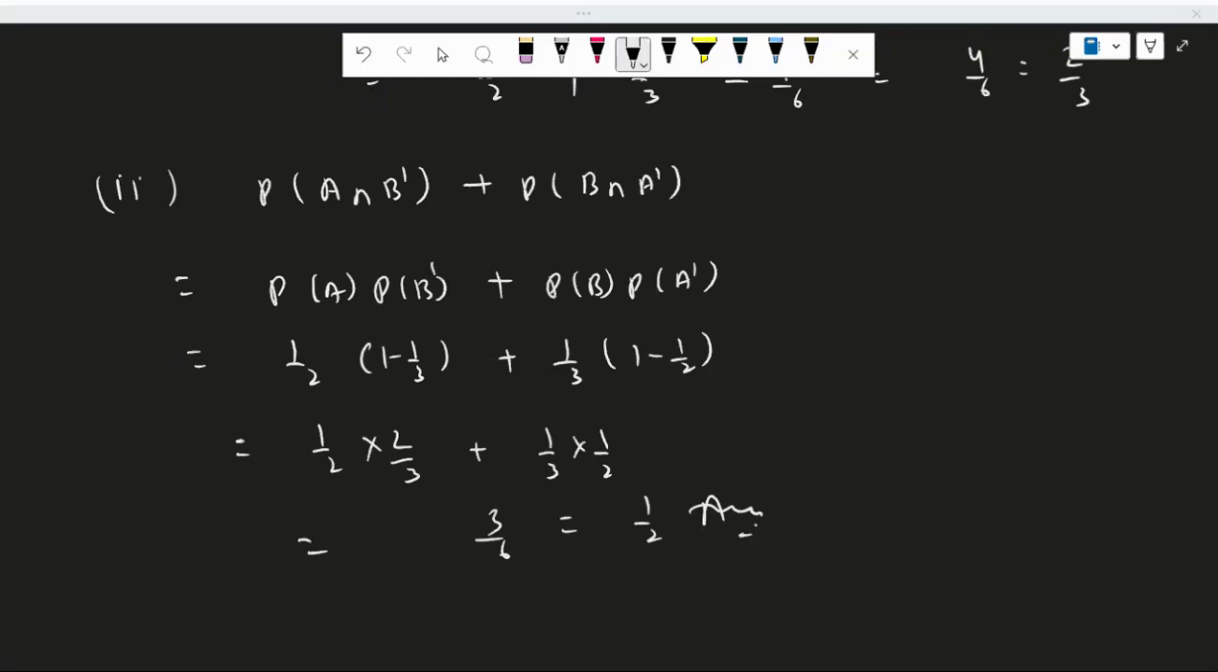The card drawn is an ace. How many aces are there? 4 aces, so 4 over 52, that is 1 over 13. And what is common between them? 1, the ace of spades. So the probability is 1 over 52. Yes, because there is only one ace in the spades. So they are independent events.